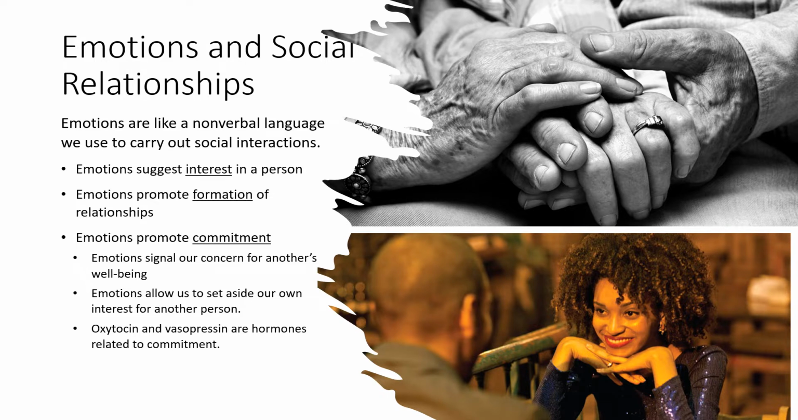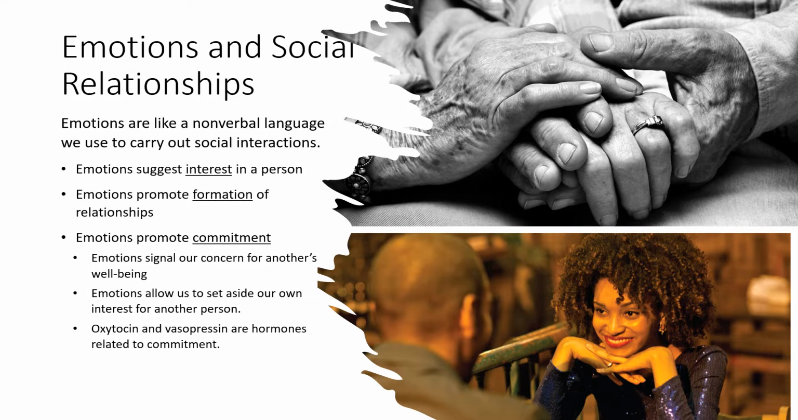In terms of relationships, the formation of intimate relationships, emotions relate to flirtation. They suggest interest in a person, the way a person holds their hands, their eyes, all of those things. They promote the formation of relationships, so that emotional connection that you feel, even the emotion related to, say, lust or attachment, all promote formation of relationships. And finally, they promote commitment.